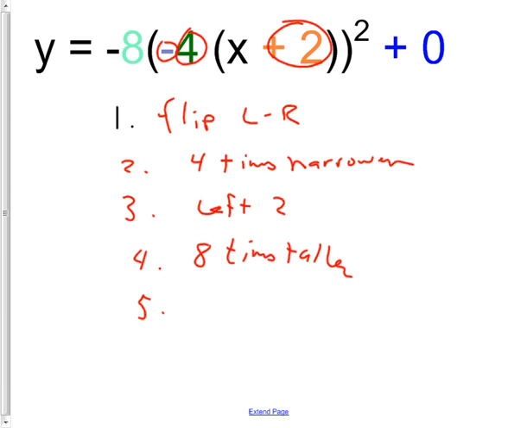And number 5, you flip. Flip over, up, down, which is the x-axis. And then the last thing is that +0. And is that really a thing? No, it's not really even a thing. All right, so there's nothing to do there.